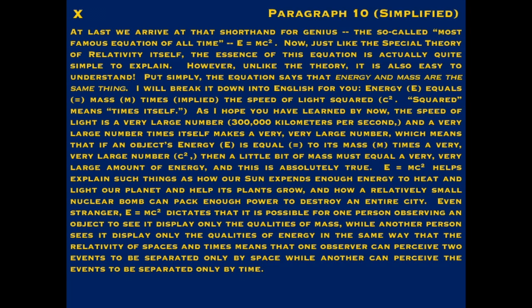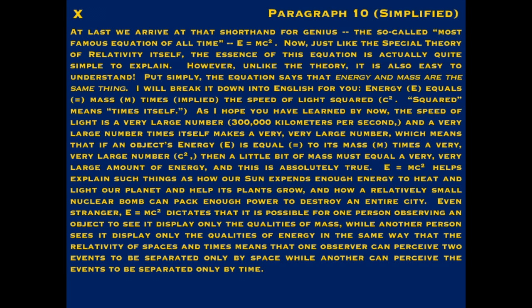I will break it down into English for you. Energy, E, equals mass, m, times, it's implied, the speed of light squared, c squared. Squared means times itself. As I hope you have learned by now, the speed of light is a very large number, 300,000 kilometers per second. And a very large number times itself makes a very, very large number, which means that if an object's energy, E, is equal to its mass, m, times a very, very large number, c squared, then a little bit of mass must equal a very, very large amount of energy, and this is absolutely true.